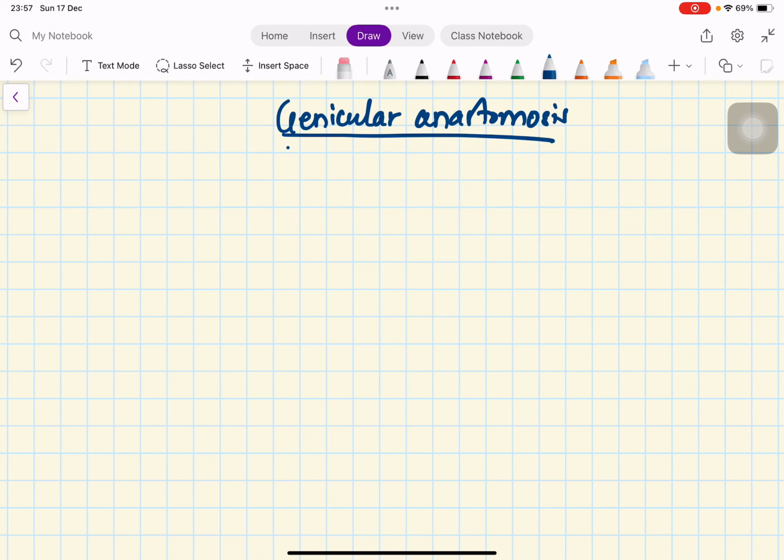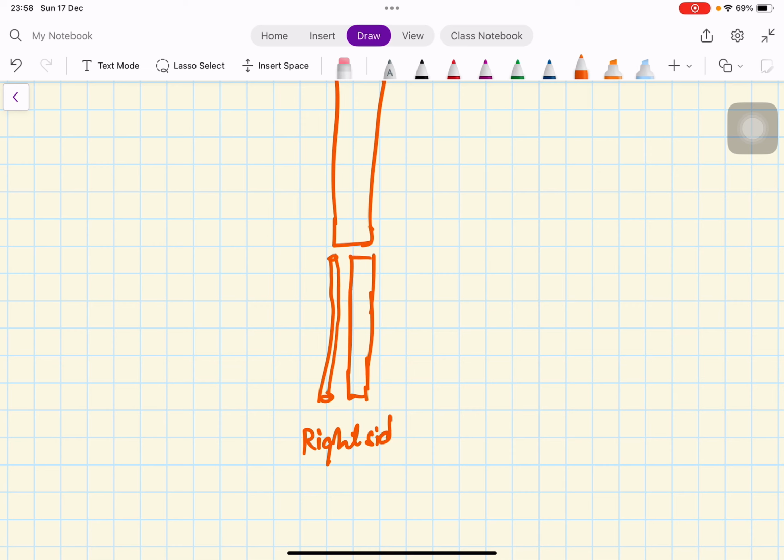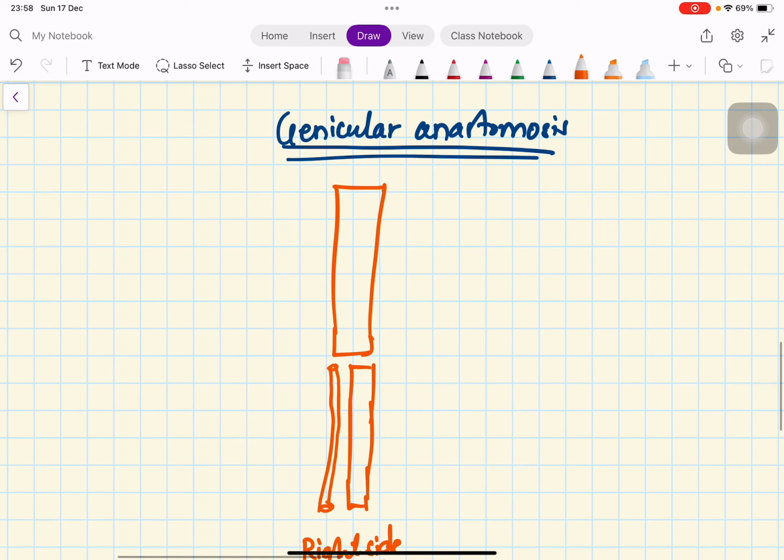Again, you know about my figure. I will make my femur, and here is the tibia, and here is my fibula. If I'm looking from the anterior view, this is my right side, so this is the right lower limb. Now let's look further.